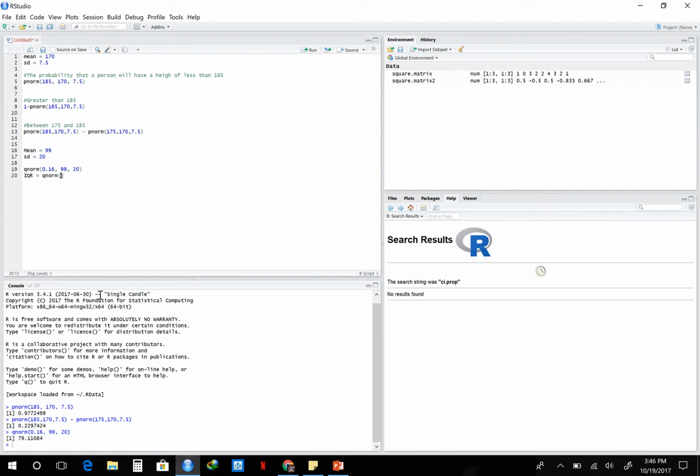And so the formula for IQR is Q3 minus Q1, right? Q3 is the 75th percentile and Q1 is the 25th percentile. With that in mind, we can do qnorm 0.75 with the mean and standard deviation, minus qnorm of the 25th percentile, which is 0.25, with mean 99, 20. So that's how we find IQR with a qnorm function.